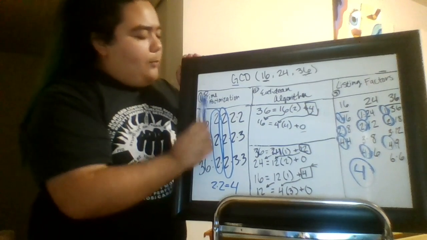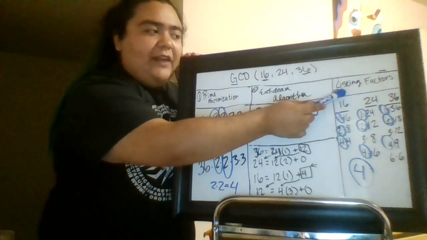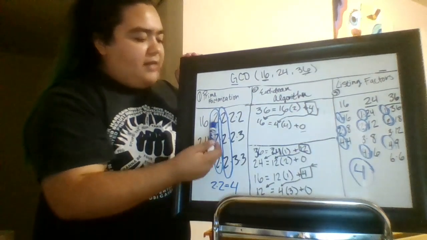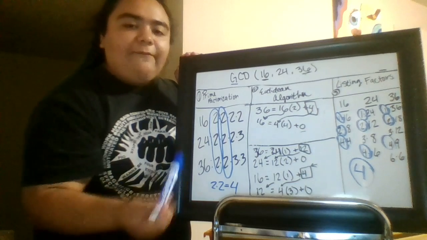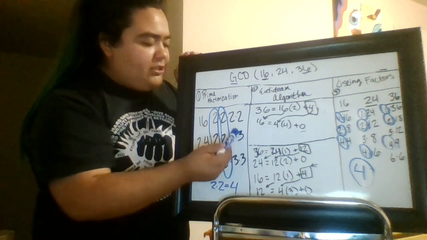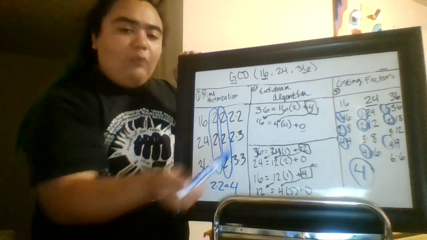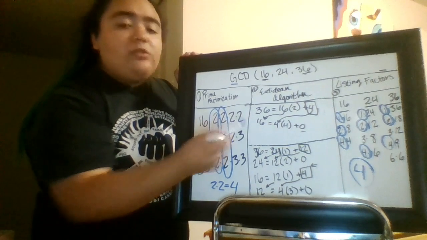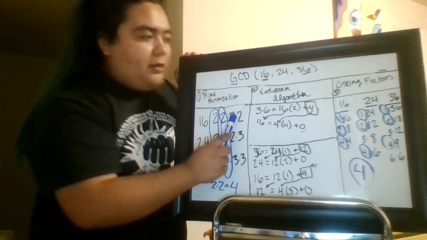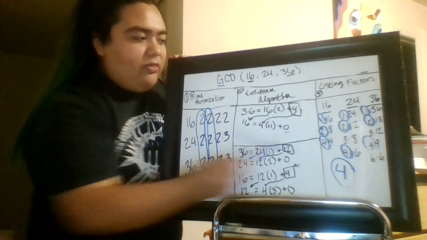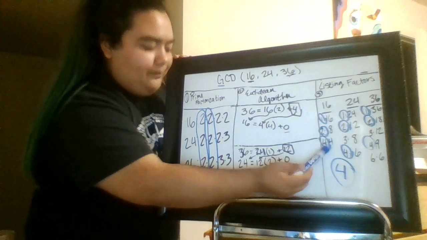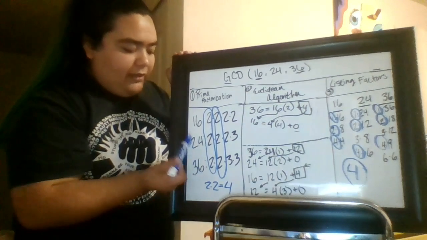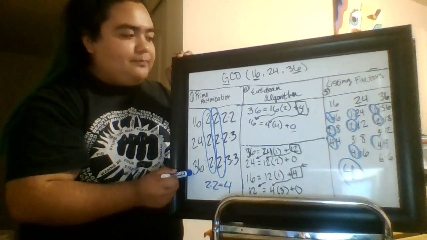The thing that the prime factorization and the listing factors have in common is that in the same way you're listing factors, you are in the prime factorization. 2 times 2 is 4. 2 times 2 is also 4. So 4 times 4 is 16, and those are factors listed here. You can tell the same thing for 24 and 36.